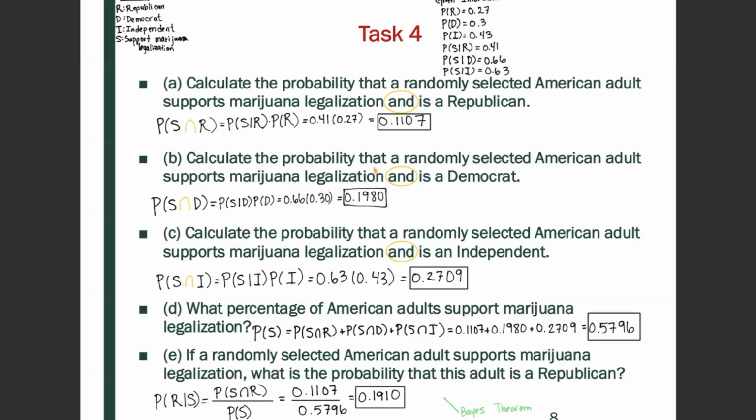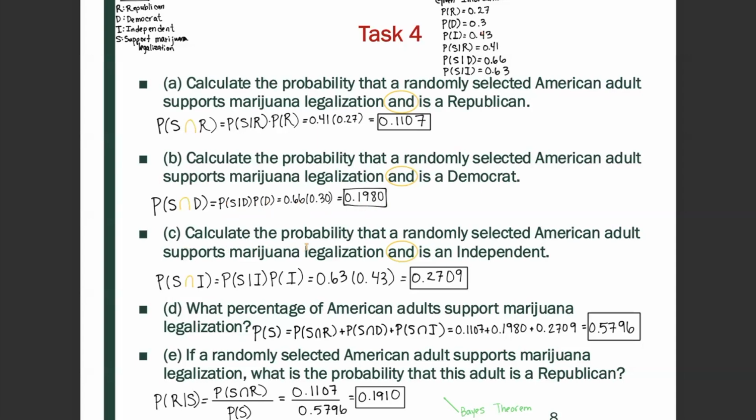Part B. Calculate the probability that a randomly selected American adult supports marijuana legalization and is a Democrat. So that would be the probability of S intersect D, which equals the probability of S given D times the probability of D. So in other words, the probability you support marijuana legalization given you're a Democrat times the probability you're a Democrat. And I keep saying "you're," but really it's a person, an American, who is a Democrat, for example. So that would be 0.66 times 0.3, which is 0.1980.